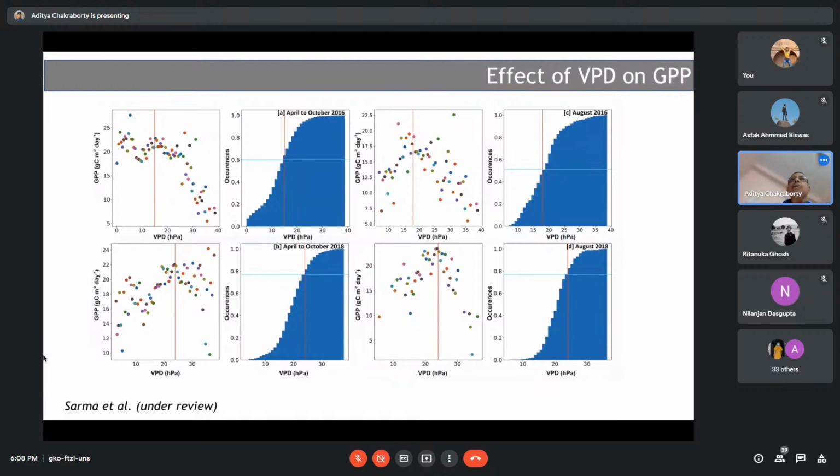Now this is one of the parameters, VPD, which also plays a very important role in controlling the carbon sequestration process. VPD is the vapor pressure deficit. This is a very important part. For example, if any of you have read botany, you may know how this parameter is used to define photosynthetic activity.